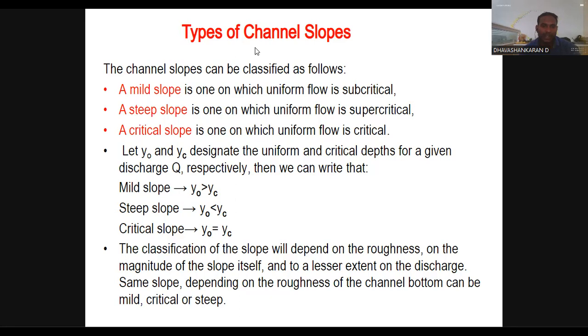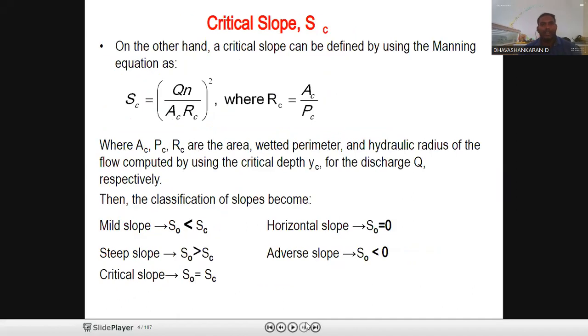The classification of the slope will depend upon the roughness coefficient, on the magnitude of the slope itself, and to a lesser extent on the discharge. The same slope, depending on the roughness of the bottom of the channel, can be classified as mild, critical, or steep slope. These are the different types of slopes that occur in a channel.